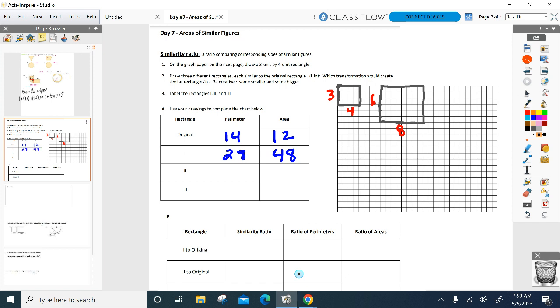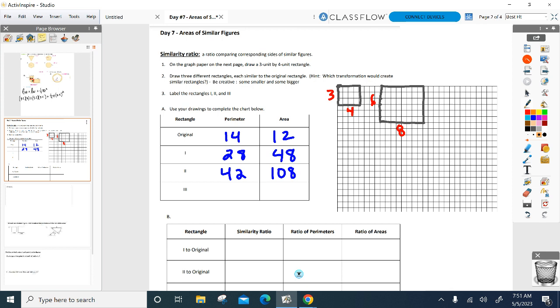So if you have a 9 by 12, go ahead and figure out the perimeter and area of a 9 by 12 rectangle. So you're getting 42 and 108. 42 and 108. We're good there. All right, one more.